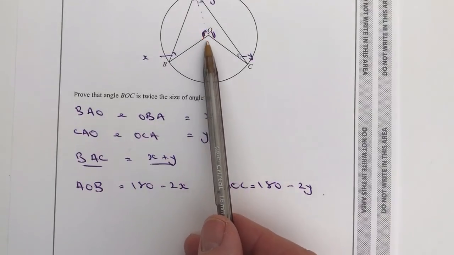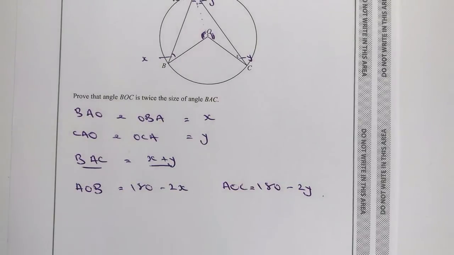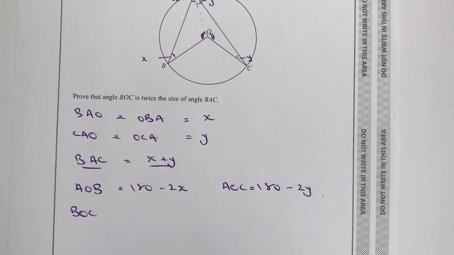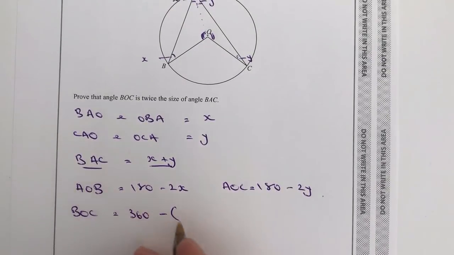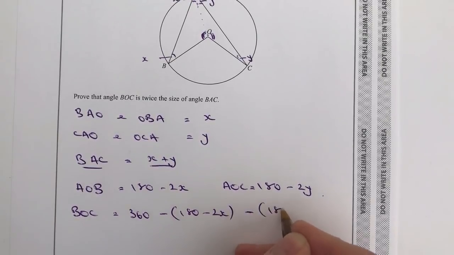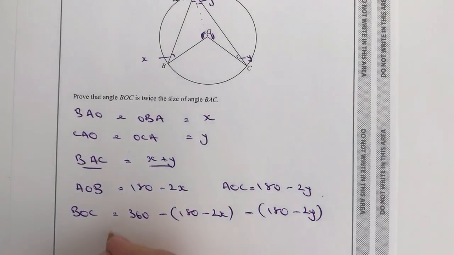I also know that the angles around a point, or the angles in a circle, are going to be 360 degrees. So it's going to allow me to work out BOC, which is what I'm interested in, because that's what I've been asked in the particular question. So BOC is going to be equal to 360 minus AOB, which is 180 minus 2x, and minus 180 minus 2y, which is AOC. Then it's really just a case of manipulating this until we get to the point where it looks more in keeping with what we're looking for.